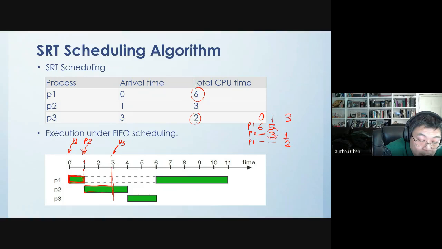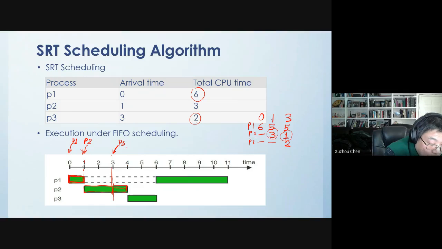What about process 1? Still 5, right? Process 1 is the unlucky one. It still has 5 remaining. So then the scheduler is going to pick among these 3. So 5, 2, 1. Process 2 is the shortest one, so process 2 is going to continue. That's the reason why process 2 continues.